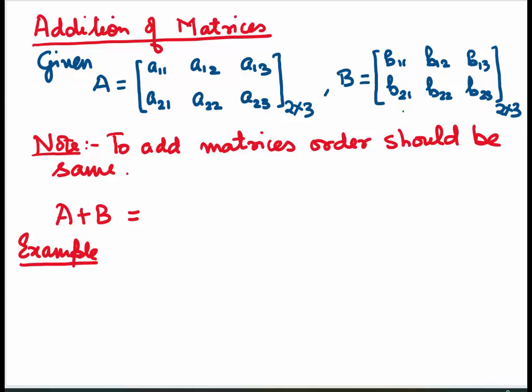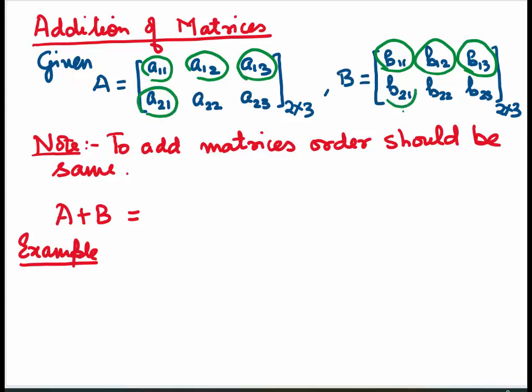Imagine I pick up A and place it over B in such a way that A11 falls over B11. So then B11 is the corresponding element to A11, and the corresponding element of A12 will be B12. Corresponding element of A13 will be B13. And in the same way, in the second row, A21 falls on B21, A22 falls on B22, A23 falls on B23. So A21 has a corresponding element B21, A22 has a corresponding element B22, and A23 has the corresponding element B23.